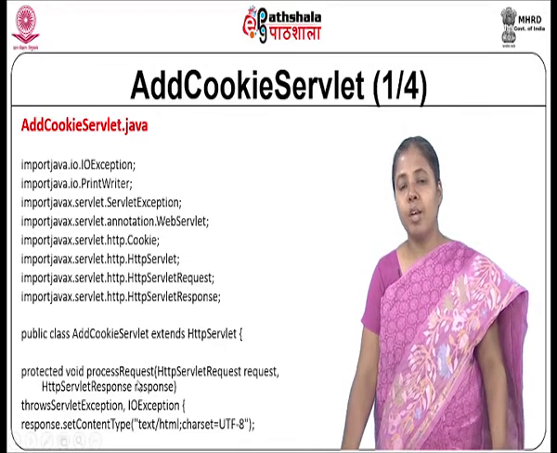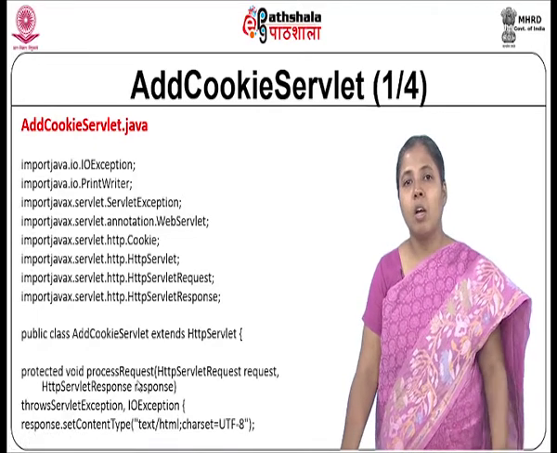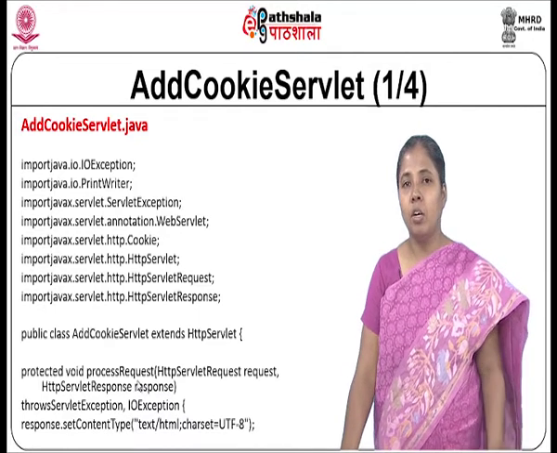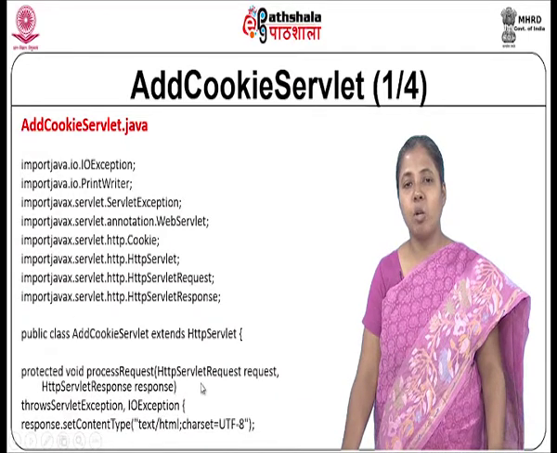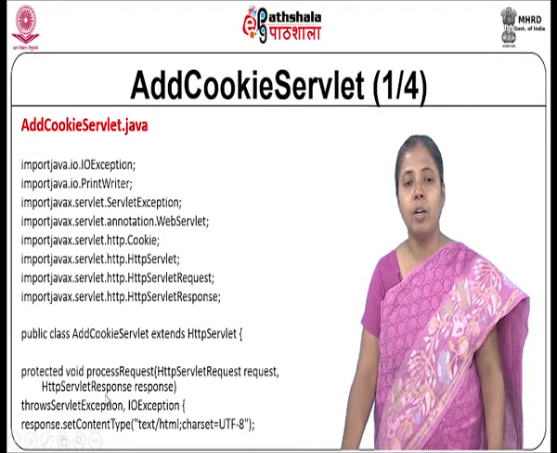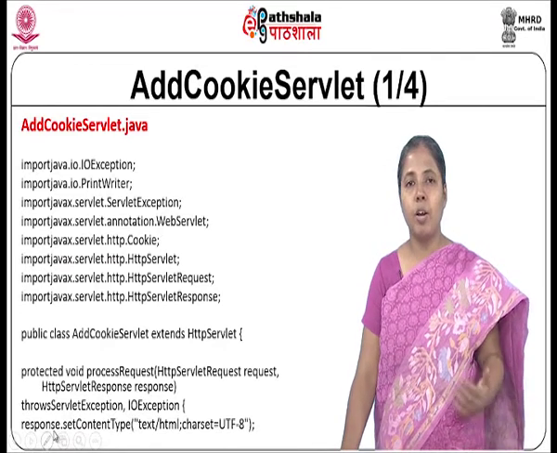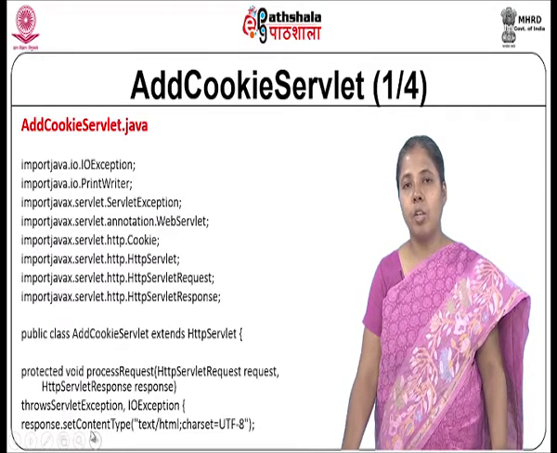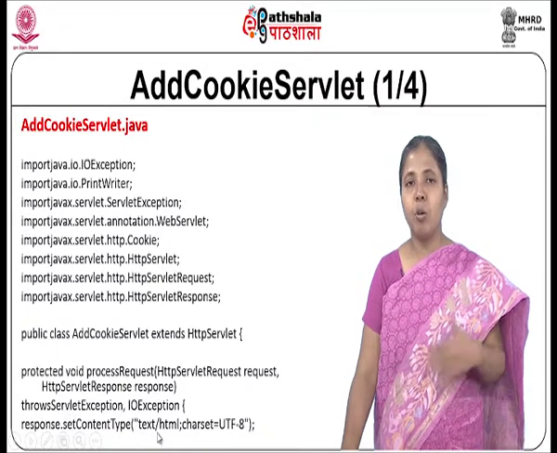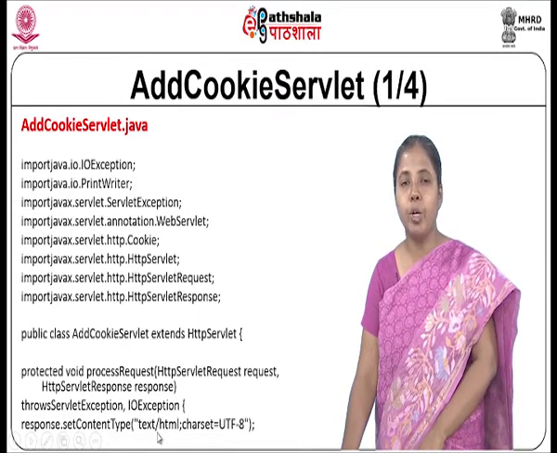Now, this process request is a method that would be called from a doGet or a doPost, whichever request type is given in the form tag. Process request takes two things: HttpServletRequest and HttpServletResponse. And the two steps which are very essential when you start writing your servlet page: one is you need to set the content type with the response object, and the content type is going to be HTML, because HTML is what is displayed in the browser side. So, your response is going to be an HTML page.